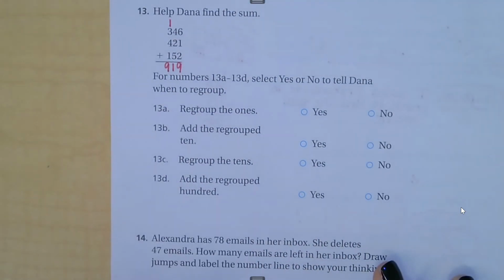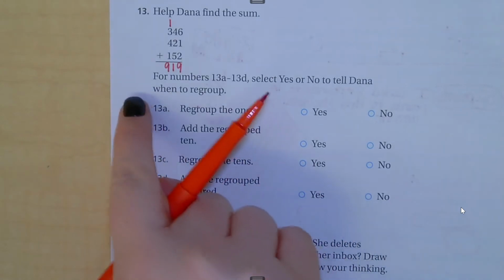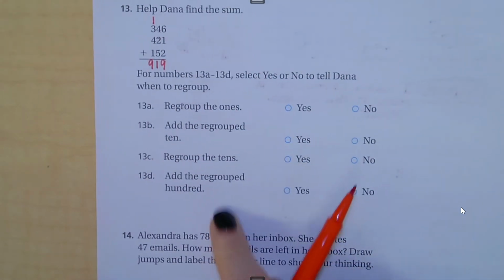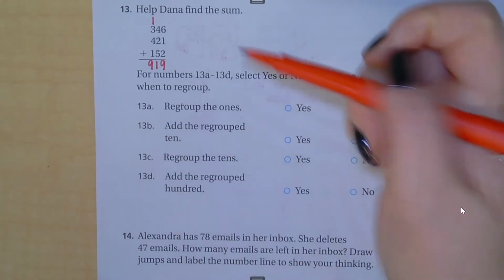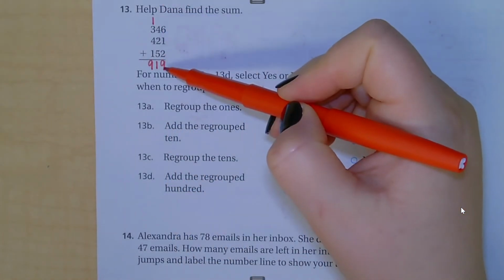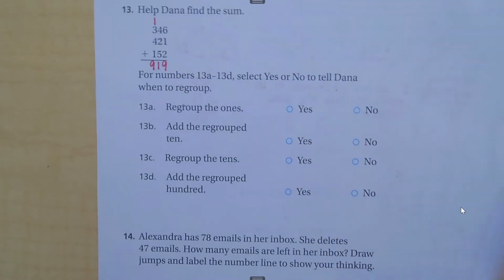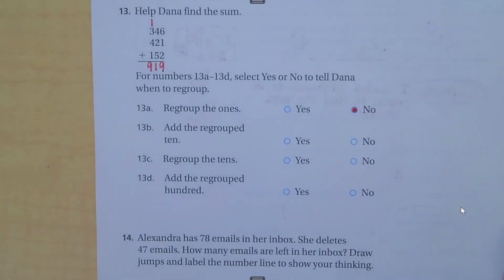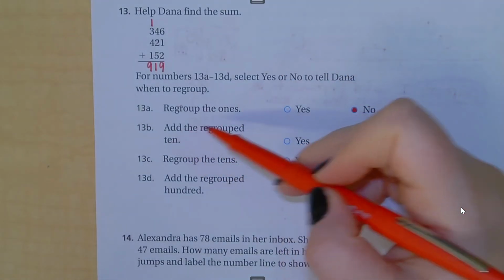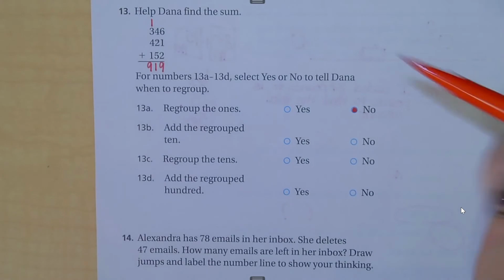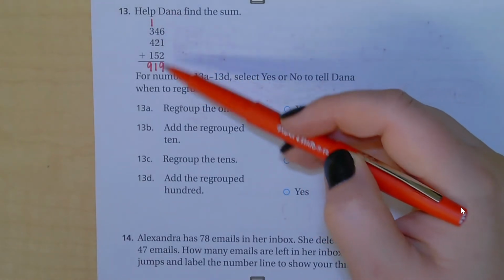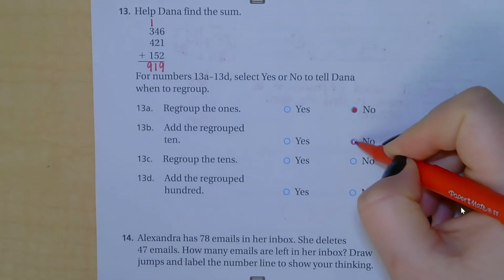Okay, so we've solved. So now we know how to solve this problem. Let's answer yes or no to these steps. Regroup the ones. Did we have to regroup the ones, or did we have a single-digit answer? We had a single-digit answer. We didn't have to regroup the ones, so no. Add the regrouped 10. Did we have a regrouped 10 up on top to add in with our 10s? No.